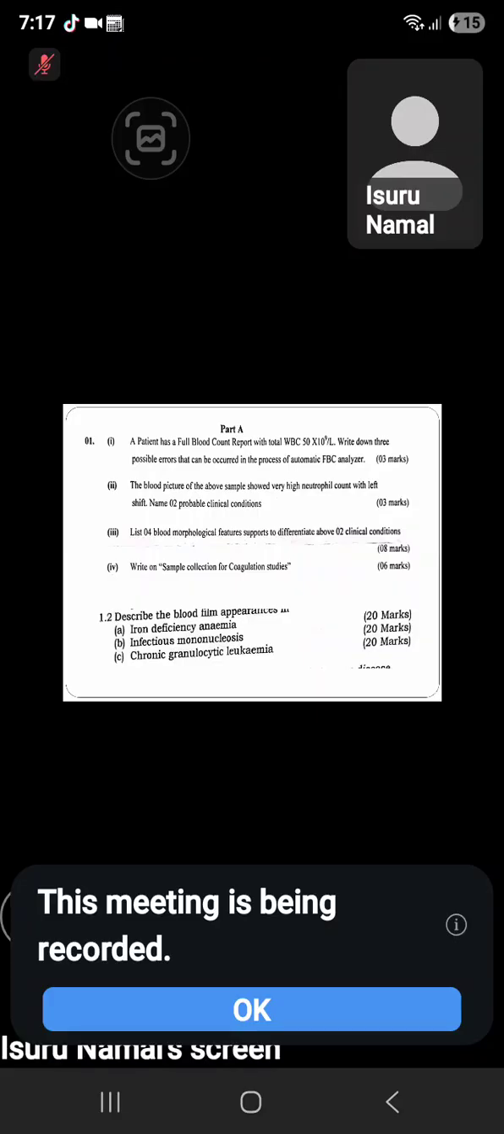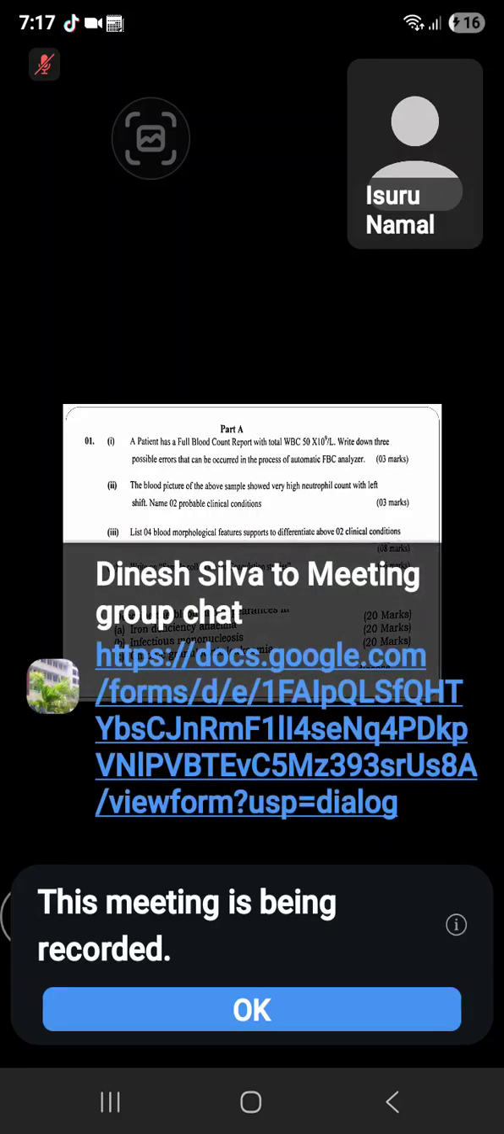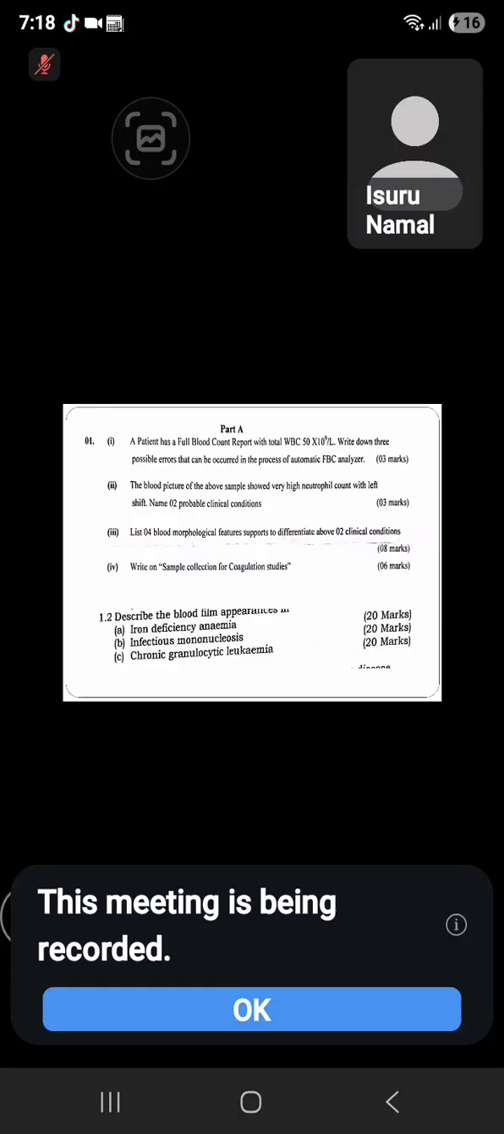When I brief this question, a patient has a full blood count report with total WBC 50,000 per liter, and write down 3 possible errors that can occur in the process of an automatic full blood count analyzer. The blood picture of the above sample showed a very high neutrophil count with left shift, and they ask to name 2 probable clinical conditions. Then you have to give 2 probable clinical conditions for this high WBC count.